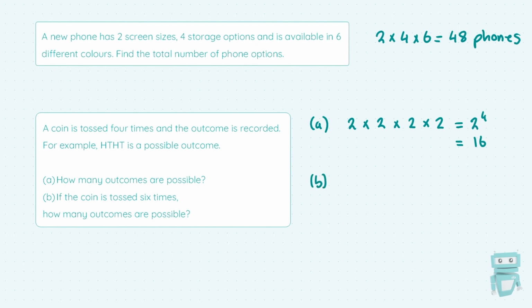I'm told if the coin is tossed 6 times, how many outcomes are there? So now I'm going to be tossing this coin 6 times instead of 4. So I'm going to have 6 numbers down. And there's 2 options for each. So it's going to be 2 by 2 by 2 by 2 by 2 by 2, again 6 times. Or we could just simply write 2 to the power of 6. And when I work that out, I get 64. So there's 64 possible outcomes here.